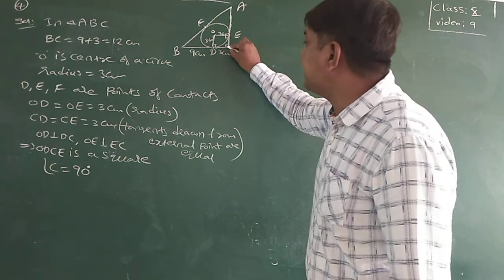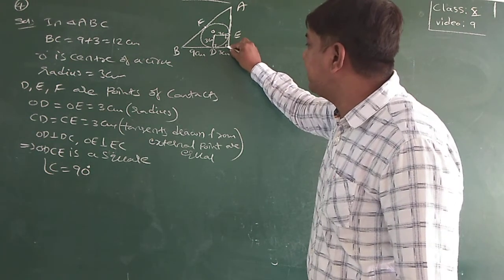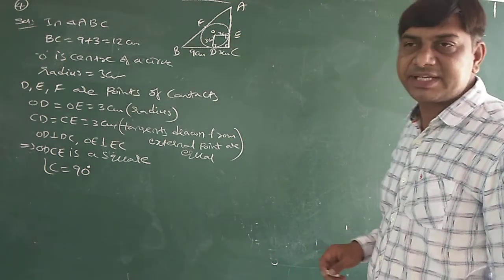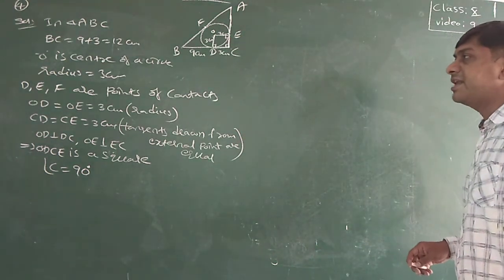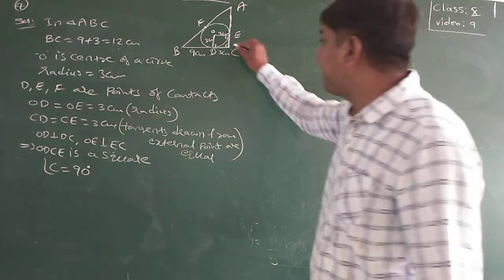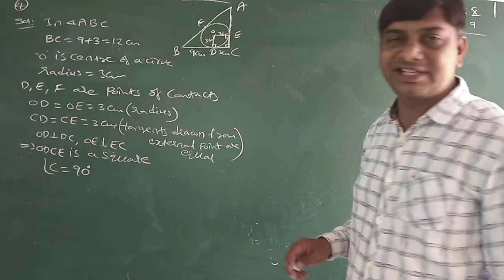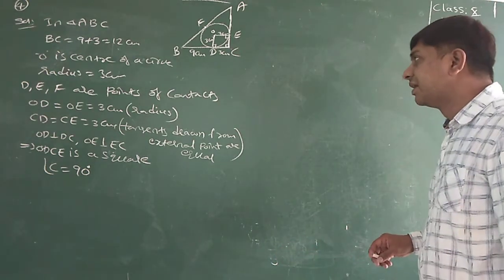Since C is an external point to the circle, CD and CE are the tangents. Tangents drawn from an external point are equal again. So CD is equal to CE is equal to 3 centimeters.